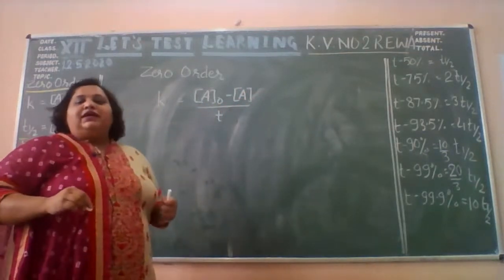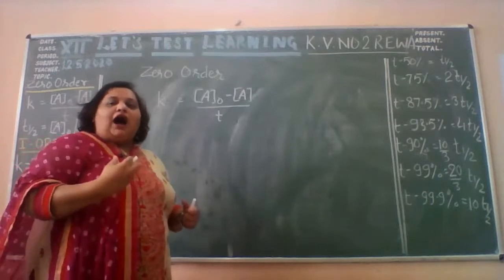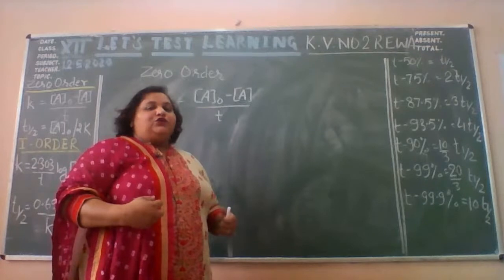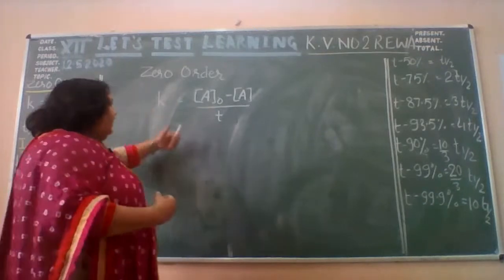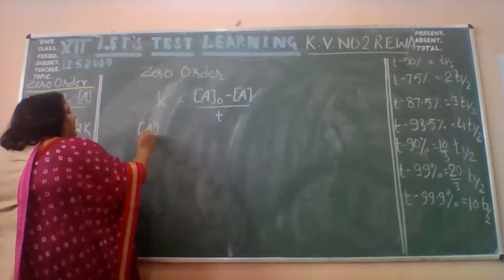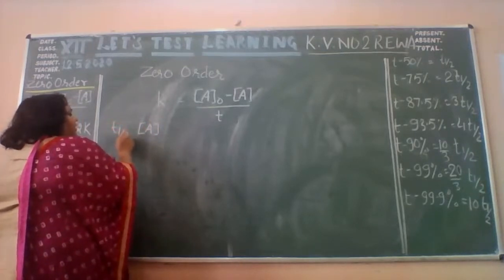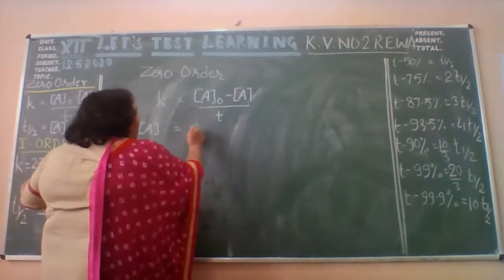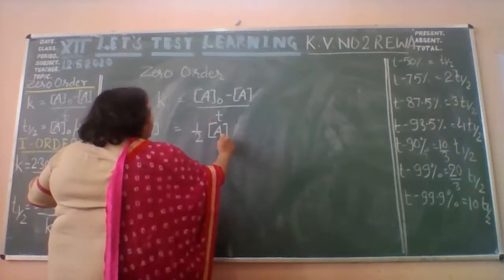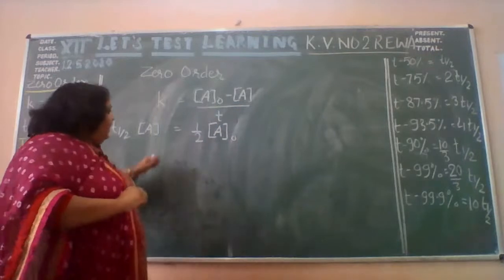Half-life period means when half of the concentration of the reactant is converted into the product, right? So what do you think? What will be the concentration of A at t half? Definitely, it will be half of the initial concentration, a naught, right?